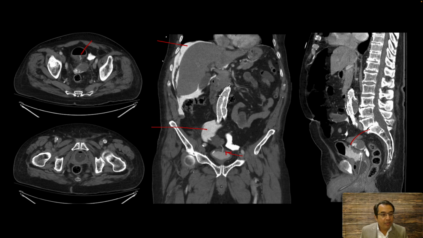The other interesting finding is that the bulb of the Foley catheter appears too inferior at the level of the pubic symphysis, and on the sagittal view we find that the bulb of the Foley is not in the urinary bladder but it's in the prostatic urethra. So that's not the right location for where this bulb should be. It should be inside the urinary bladder. So this is a good example of intraperitoneal rupture of the urinary bladder and malpositioned Foley catheter bulb.